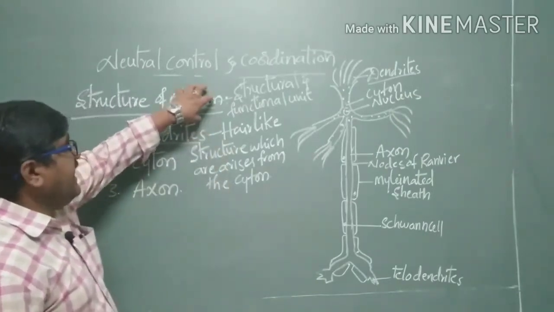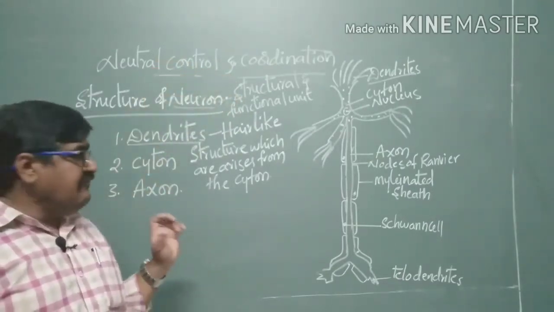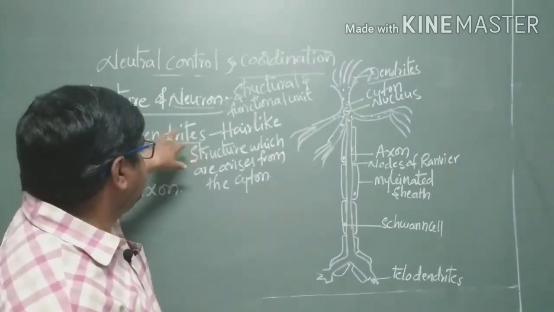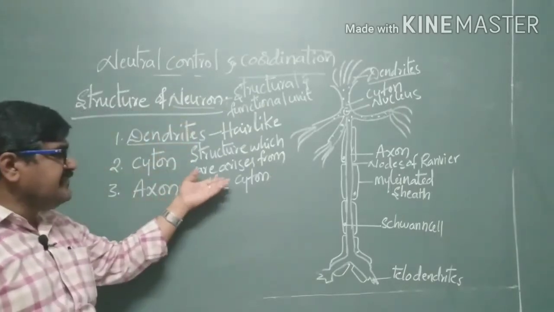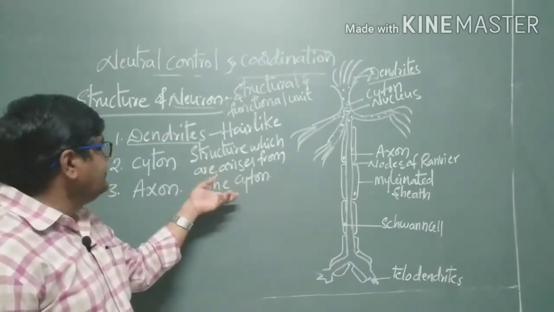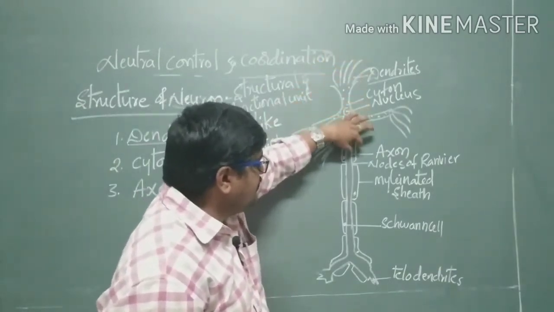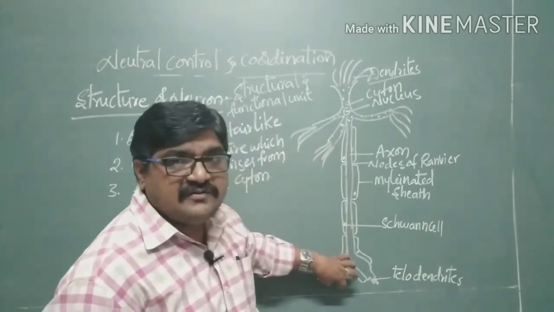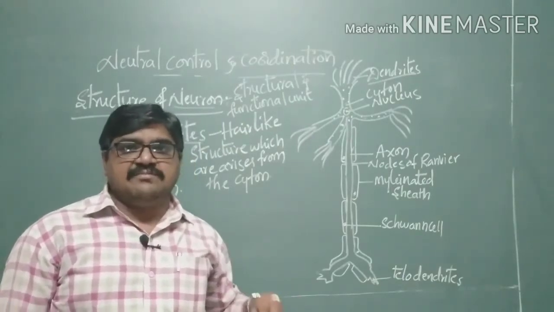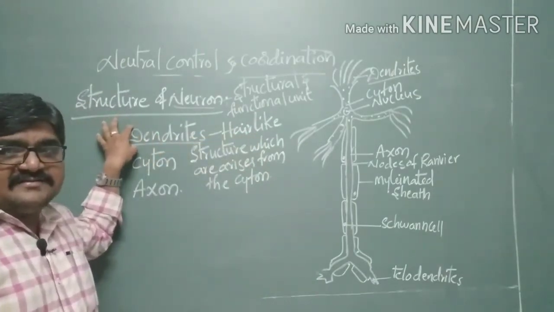So these are the structural and functional units of the nervous system, where the dendrites process information from the hair-like structures and pass it towards the cyton. The dendrites transfer the information to the cyton, from the cyton to the axon, from the axon to the telodendrites, and from the telodendrites to another neuron. Such hair-like structures we can call dendrites.